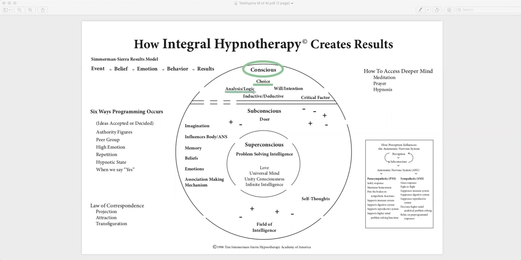And we use analysis and logic in this space, a lot of will and intention. So if we're trying to make a decision or action, that type of thing, we use this part of our mind, the conscious mind. We also have what's called the critical factor. The critical factor is what is considered our monkey mind, that filter that allows certain information to come in or go out, not allowing something through.